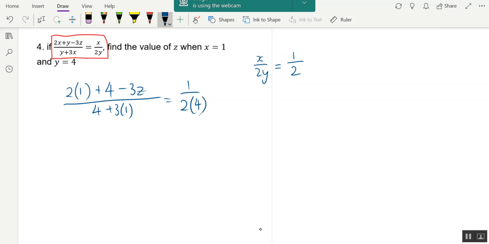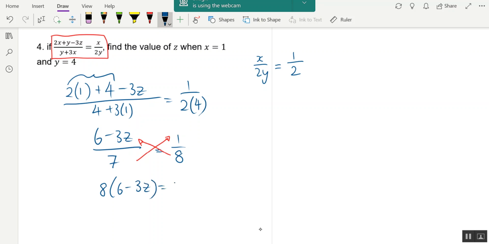Alright. Then this would be 2 plus 4, which is 6, minus 3z, over the denominator, which would be 7, equals 1 over 8. Then at this point, let's apply our cross multiply. The 7 goes to him and 8 goes to him. 8 bracket 6 minus 3z is equals to 7 multiplied by 1, which is still 7.